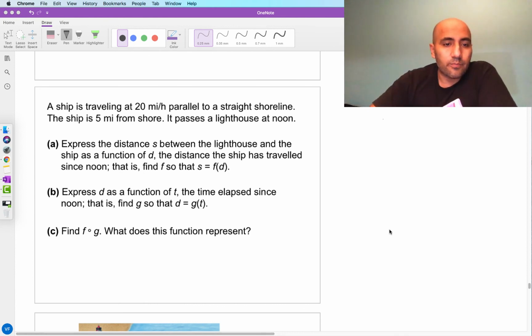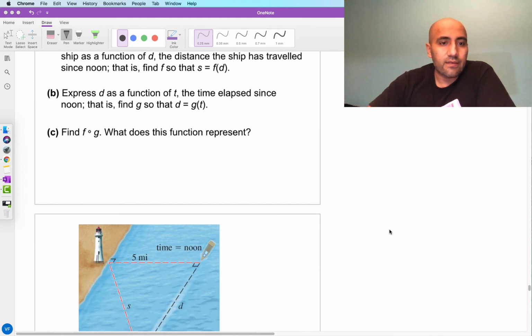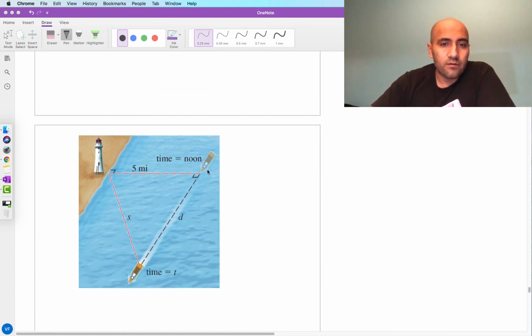Okay, so here's a nice little picture to depict this question. We have the ship right here, and it's traveling in this direction along a distance d, which is parallel to the shoreline. And then perpendicular here, we have a distance of 5 miles. So the boat is 5 miles from the shoreline, and it goes in this direction. Now we're looking at s, the distance between the lighthouse and the boat. So at this point, right at noon, it's going to be exactly 5 miles from the lighthouse.